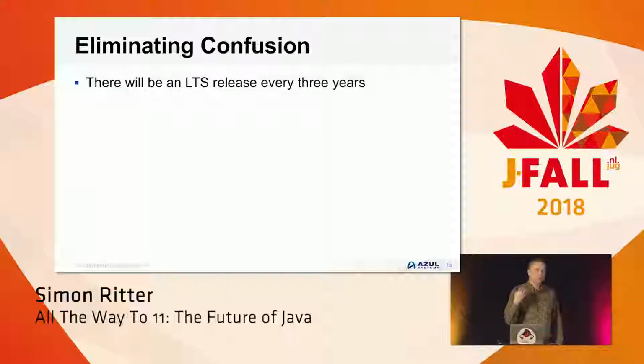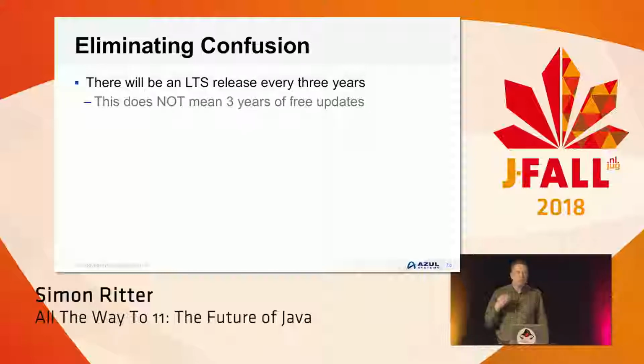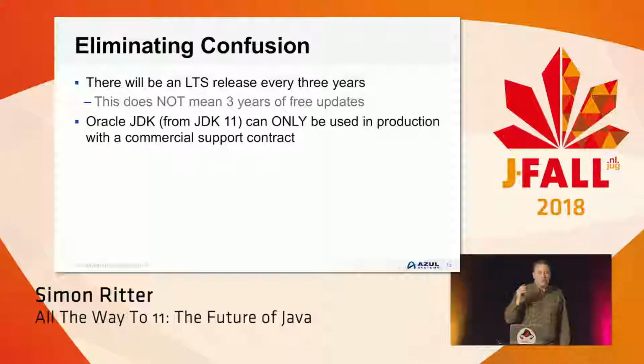So the first thing is that Oracle has said there will be a long-term support release every 3 years. Okay, that's clear, nothing difficult to understand about that. But what that does not mean is that there will be 3 years of free updates. So even though there's a new long-term support release every 3 years, we're not getting 3 years of updates between them.